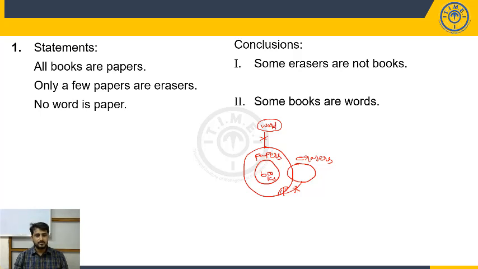Now look at the first conclusion. What is our first conclusion? Some erasers are not books. Is it there in the basic diagram? Yes, some erasers are not books. So this conclusion is true.